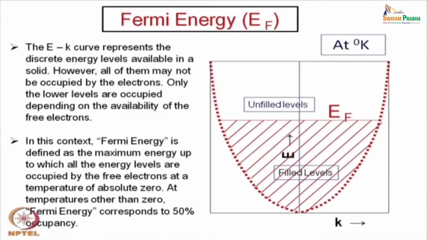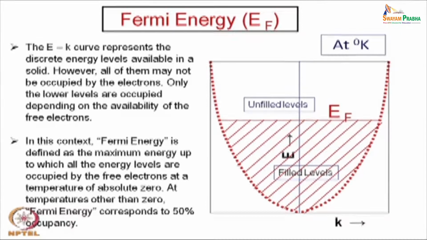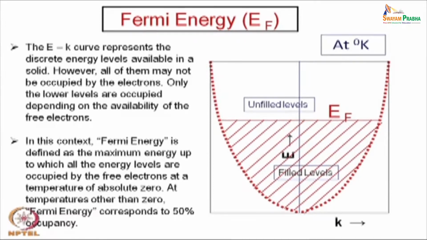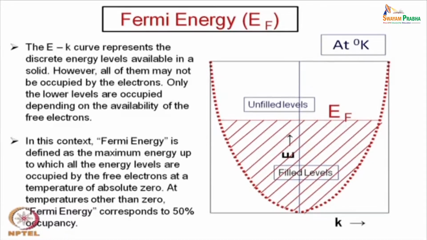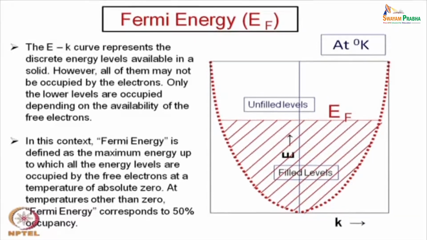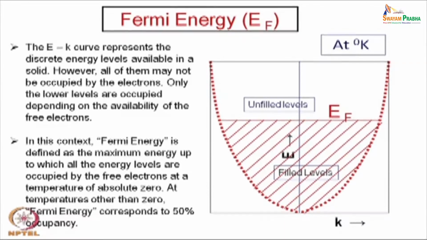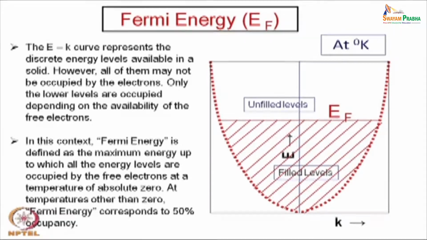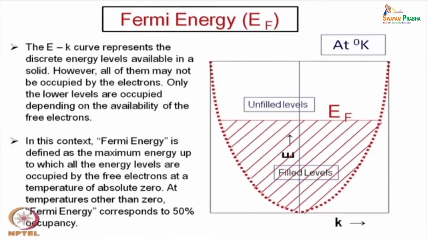Although we have drawn a 2-dimensional curve, actually it is a 3-dimensional figure, and we also mentioned that these energies are actually discrete energy levels. They are not continuous energy levels as per the Pauli exclusion principle, which is expected in any free electron system. So, they are actually quasi-continuous curves, and that is the reason some dots have been put there along the line.